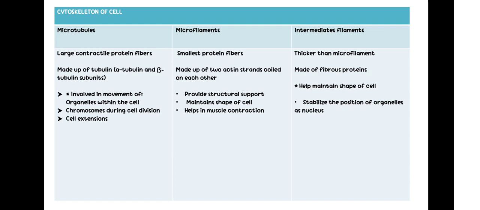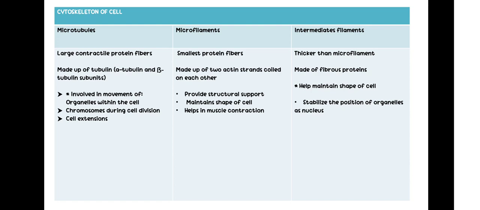Under the microtubule, the large contractile protein fiber, they help in contraction. Mainly they are protein fibers, large in shape. They are made up of tubulin, alpha tubulin and beta tubulin subunits, and are involved in the movement of organelles within the cell. When an organelle wants to move, the microtubules help. They also help chromosomes during cell division.